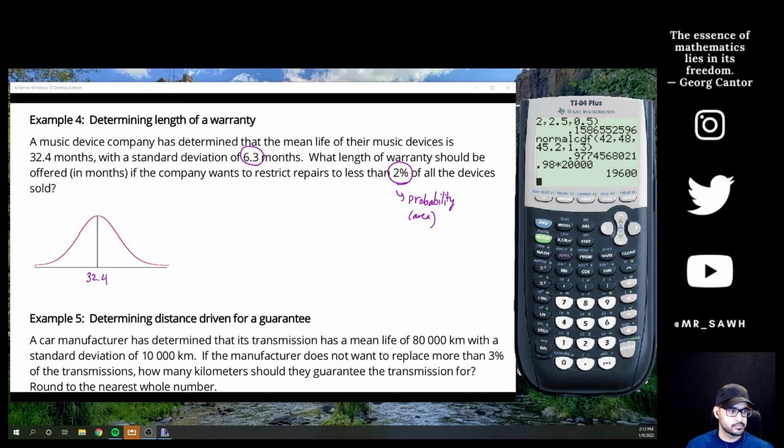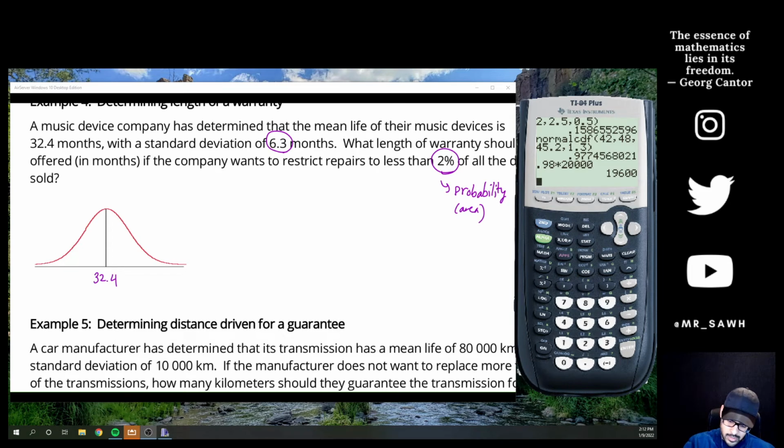If I think about what this area is really going to represent, I want that to be as small as possible, right? Less than means I have to be smaller than that 2%. So if I think about where this area is really going to be, it's really, really small. I don't want to replace devices within a month, because then my product isn't great, right? There's something wrong with it. So this shaded area is my 2%. In other words, as a decimal, it's 0.02.